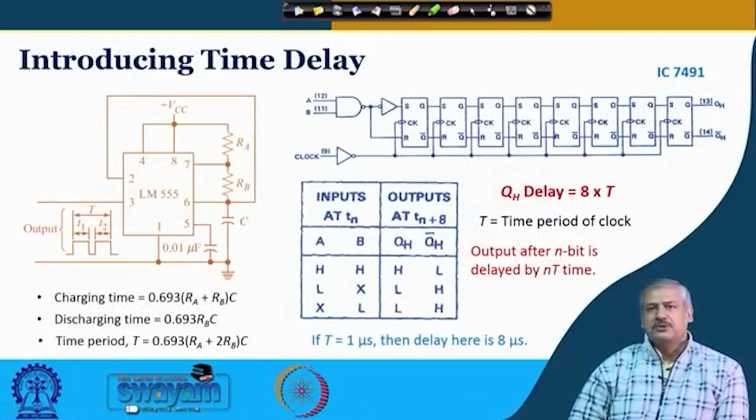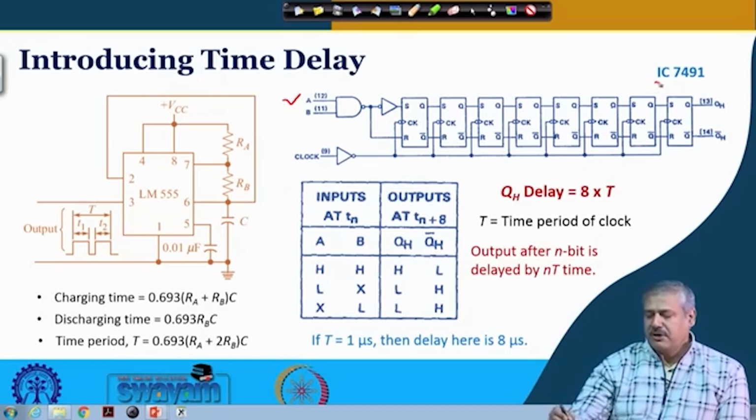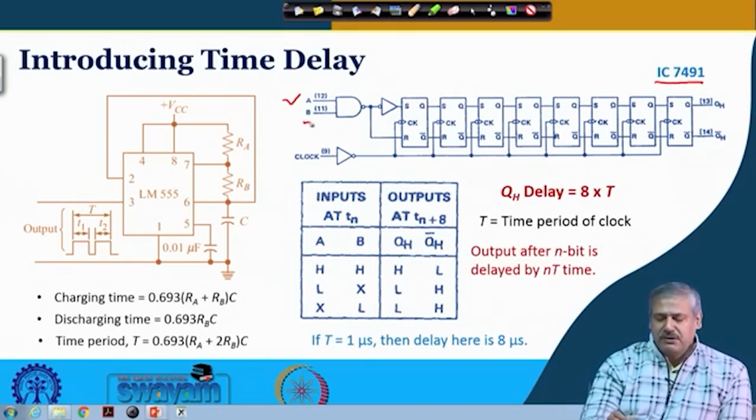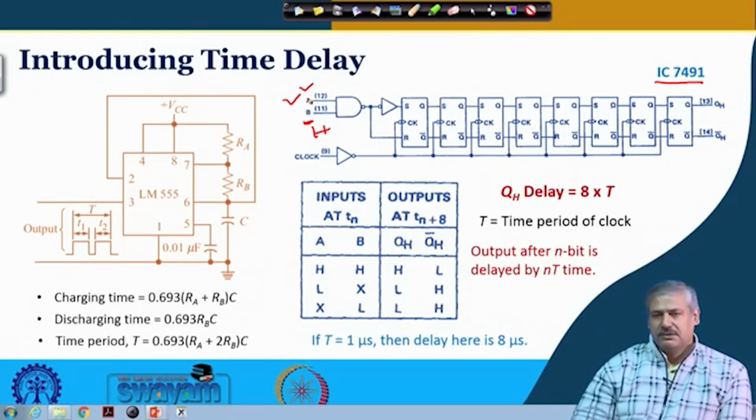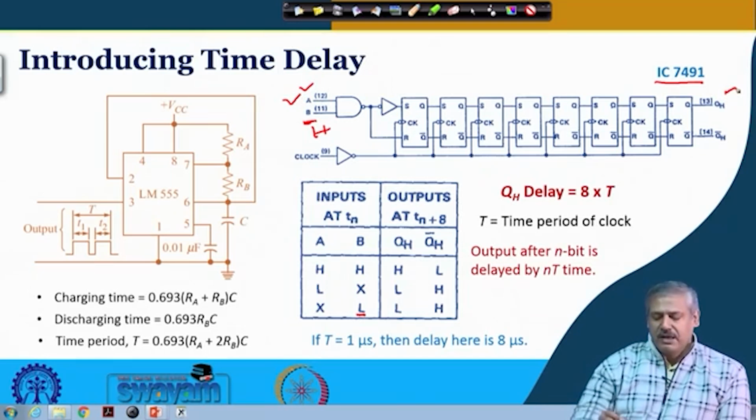Next, we can use a shift register to introduce time delay in the input data stream. Here is IC 7491, which we have already seen. Say B is the control input. When B is at low, whatever is the input at A, we have to go by this truth table. Whatever is the input at A is getting transferred to the output after an 8 clock delay. So, that is IC 7491.